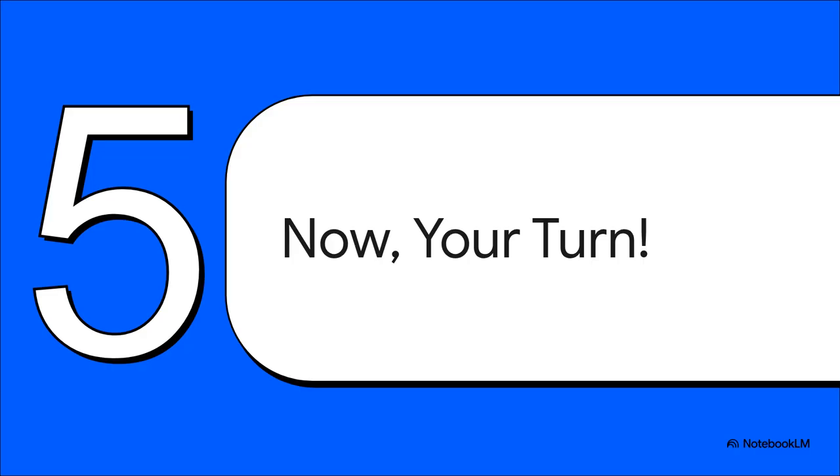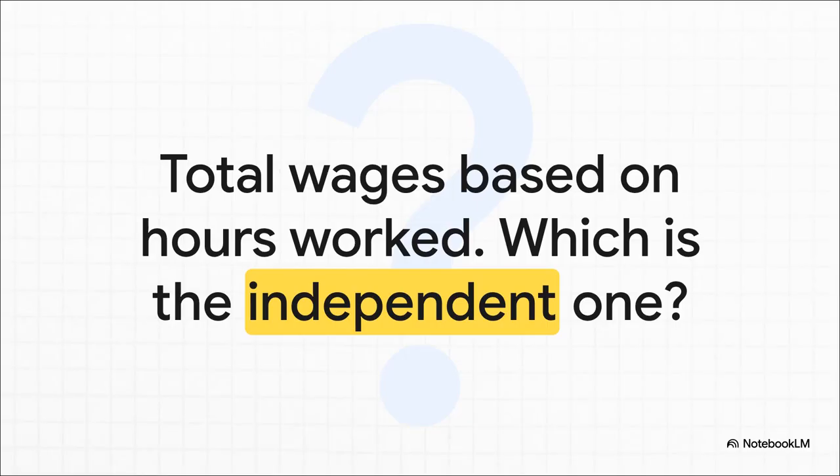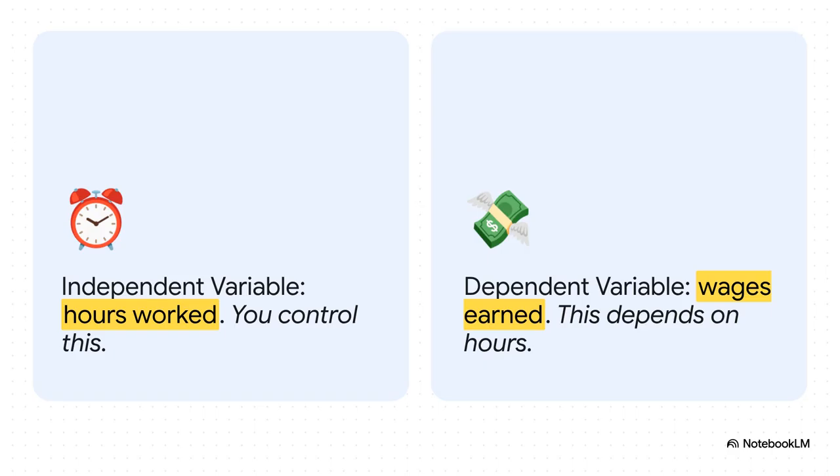Now it's your turn. All right, quick challenge. Think about getting paid for a job. Your total wages are based on the hours you worked. So between your wages and your hours, which one is in control? Which one is the independent variable? You got it. The independent variable is the hours you worked, because you control that. Your wages are the dependent variable, because the amount you earn depends completely on how many hours you clock in. More hours, more wages. See?